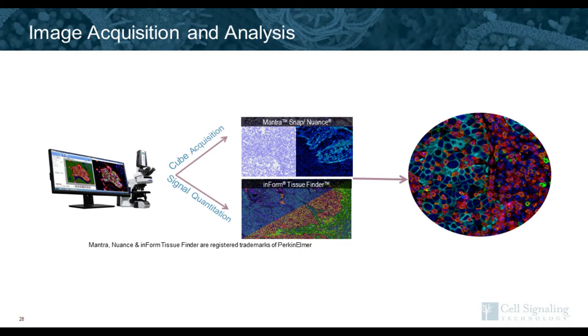And so once the panel is optimized, the acquisition of images and image analysis is the next step to be performed. This is a bit outside of the scope of this webinar, but I just wanted to mention that here at CST, we use the Mantra system from PerkinElmer, and we use the inForm Tissue Finder for our image analysis. And again, I'll provide a link at the end of the webinar that will lead you to some posters that we presented and some of the image analysis data that we've generated.